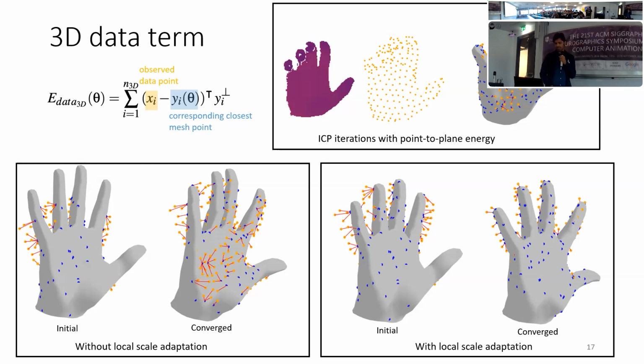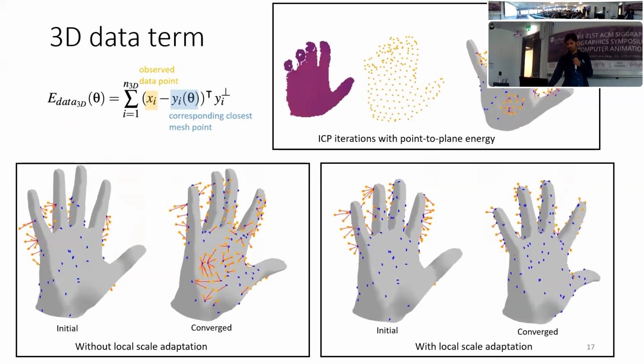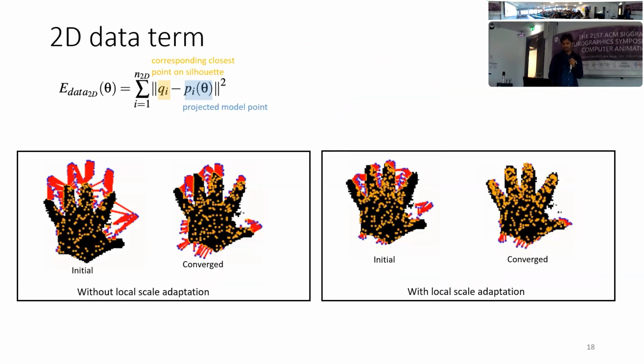And as a result, the ICP does not converge correctly. This error is further propagated as we track across frames, and as a result, the tracking fails. Whereas if we have a local scale adaptation, these correspondences are reasonably better, and thus ICP convergence is better, and thus we can achieve better tracking.